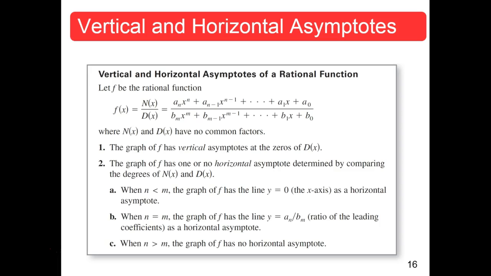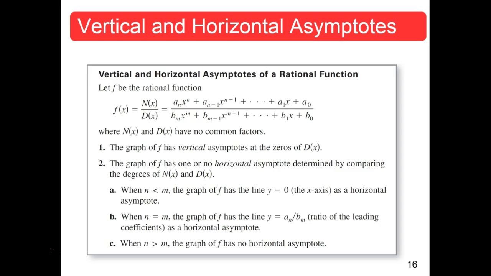And it has the x-axis as the one and only horizontal asymptote. When n is equal to m, remember 2x plus 1 over x plus 1, the n's were both 1. N and m were both 1. So the x's cancel out, and you have the ratio 2 to 1. Then the graph has a line, y is equal to the ratio of those leading coefficients. Okay? And that will be your horizontal asymptote.